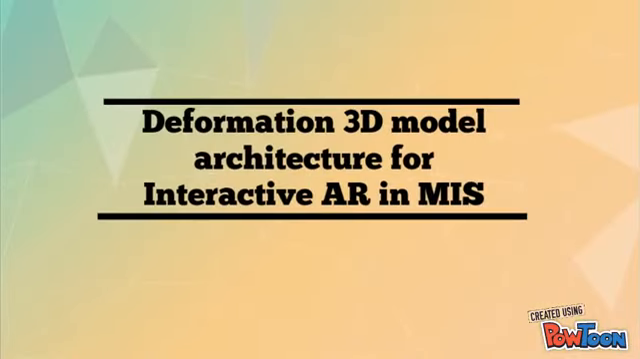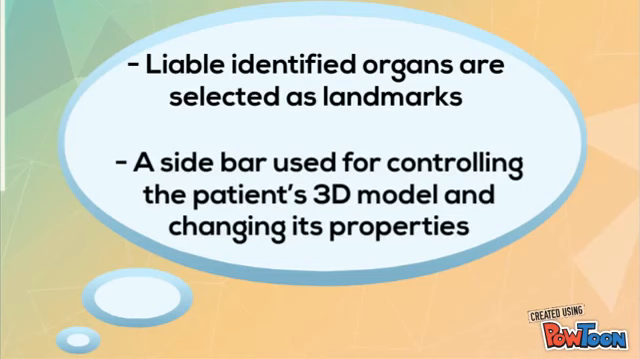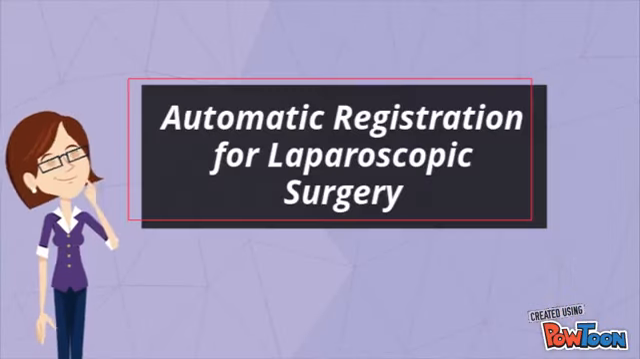The fourth paper is about a deformable three-dimensional model architecture for interactive augmented reality. The 3D model is used to simulate the transformation of soft tissue's shape. During registration, the identified organs are selected as landmarks. There is a software architecture that provides manual interactive adjustment in the registration. The sidebar is used for controlling the patient's 3D model and changing its properties, such as manipulating the deformation of the organ.